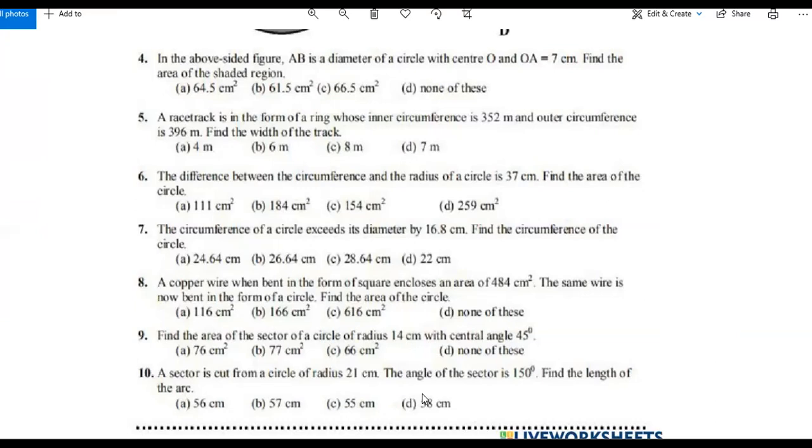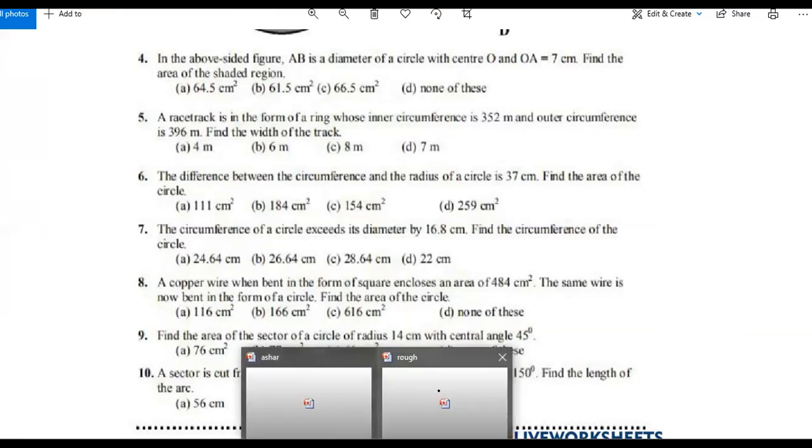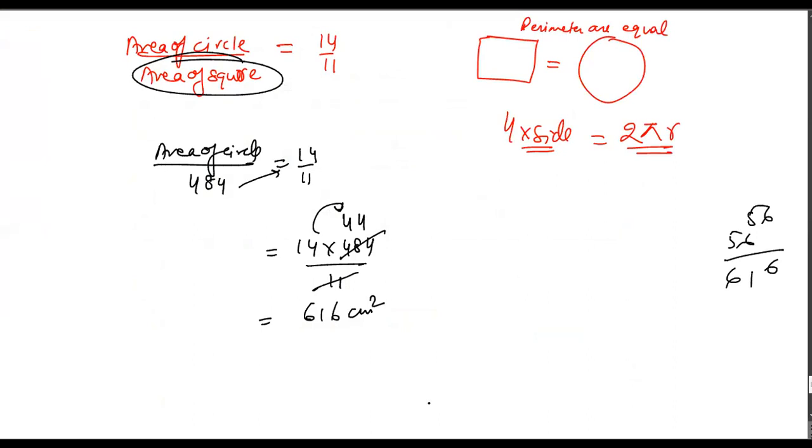Question number 9, the eighth one. I didn't write the answer for 8. Oh, sorry. You didn't write the answer for the question number. Okay, so do this one.